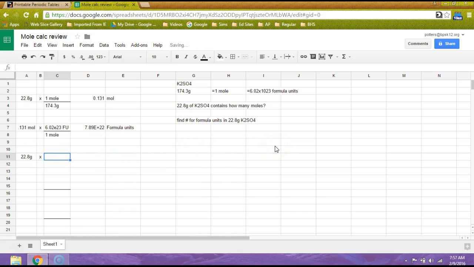And so the unit I want is the formula units, so that goes on the top. On the bottom goes the molar mass, 174.3 grams. I should put my units on here so we can see it. And so then this equals 22.8 times the top of the fraction, and then we're dividing by the bottom. So times 6.02 times 10 to the 23rd, because that's on the top, and dividing by the bottom, which is 174.3. And there you go.